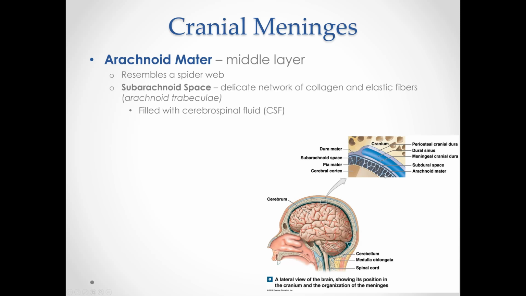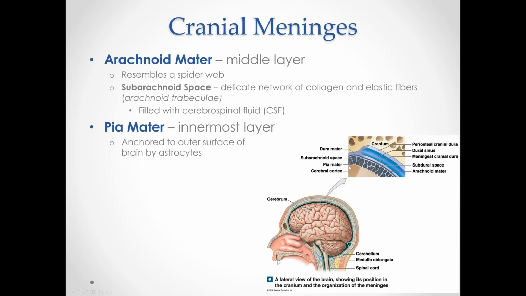It's made of a delicate network of collagen and elastic fibers called the arachnoid trabeculae, and this space is going to be filled with the cerebrospinal fluid. So the same CSF that runs through the ventricles also runs through the subarachnoid space.